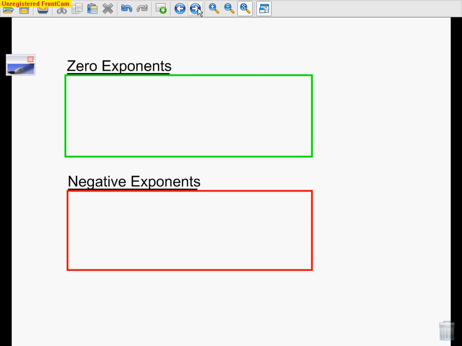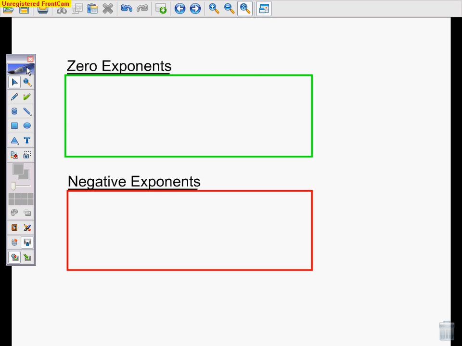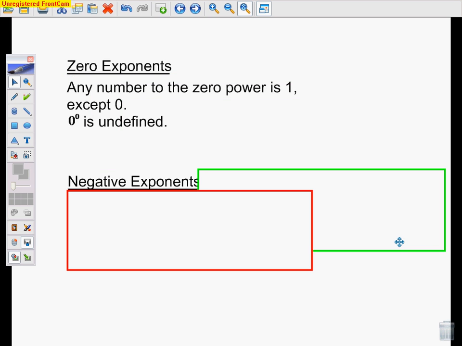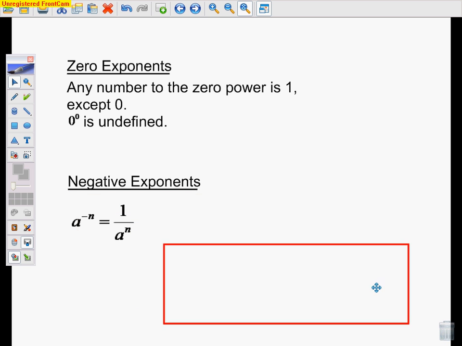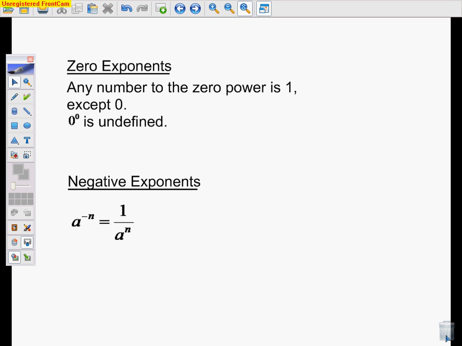Alright, first concept that you should know about zero exponents is that any number to the zero power is 1, except 0. 0 to the zero power is undefined. Okay? And then negative exponents, what you should know about that is that an expression isn't considered simplified unless there are no negative exponents in it. So you get rid of a negative exponent by taking the reciprocal of it and making the exponent positive.